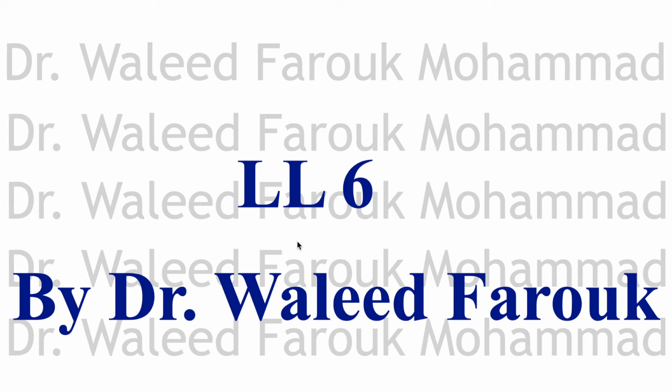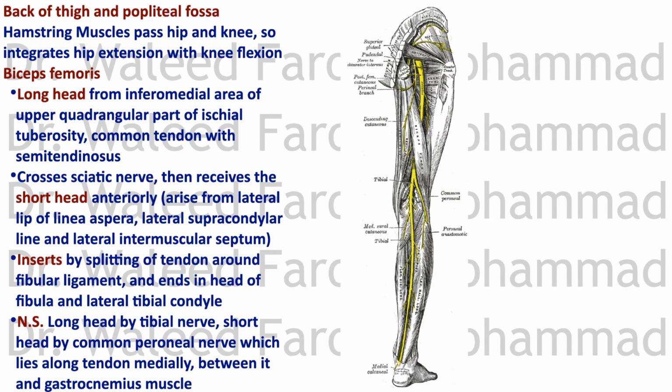In this lecture we'll be discussing the back of the thigh, so let's begin. The back of the thigh is occupied by the hamstring muscles that pass the hip and the knee, so they will act on the hip and on the knee as well. On the hip it will be extension, on the knee it will be flexion.